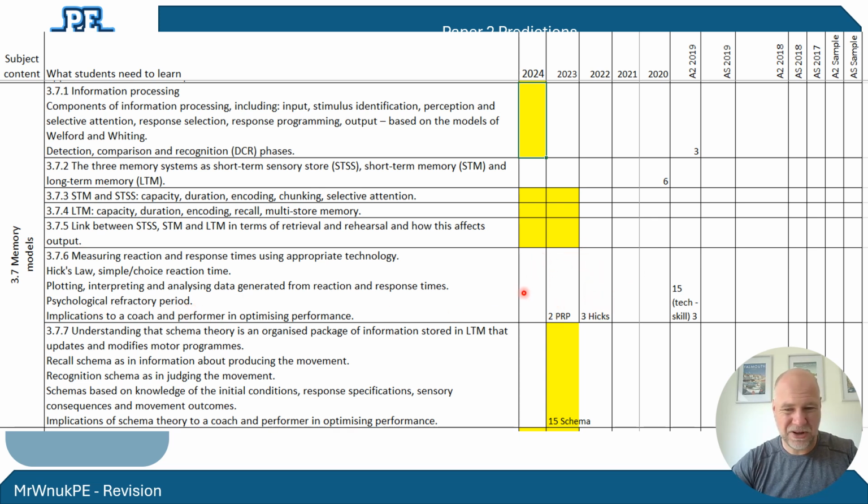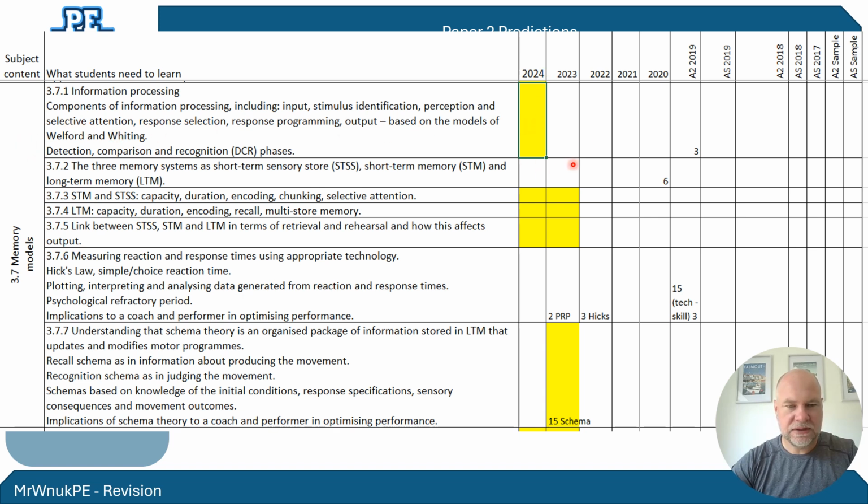Does that mean we're going to get another one? Possibly. I mean, there's a 15 marker here on feedback, so it is one that's come up regularly. Sorry, reaction times, it comes up regularly. I would suggest though, in this time, it might be more about information processing, short-term and the short-term memory, things like DCR, detect, compare, recognize, hasn't come up for a long time.